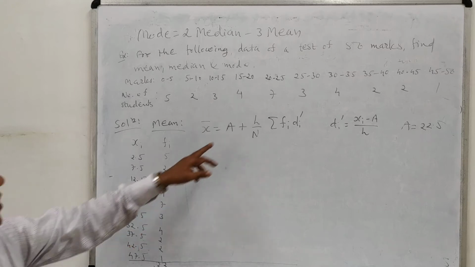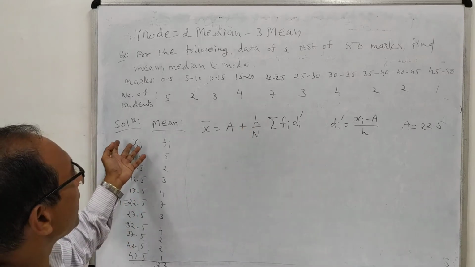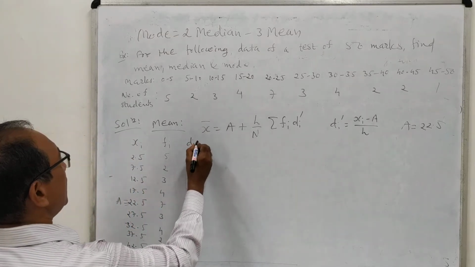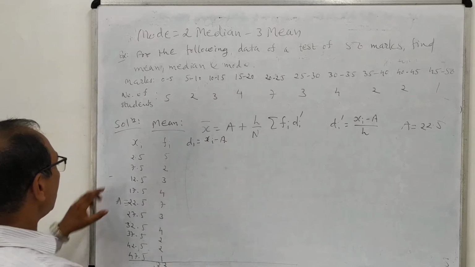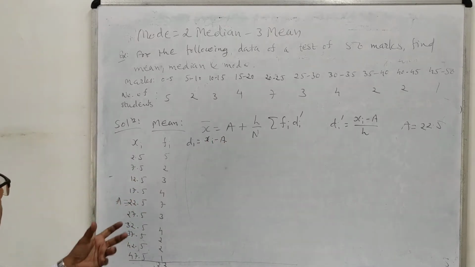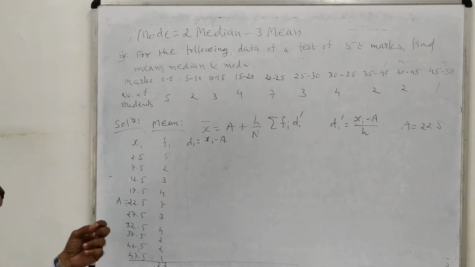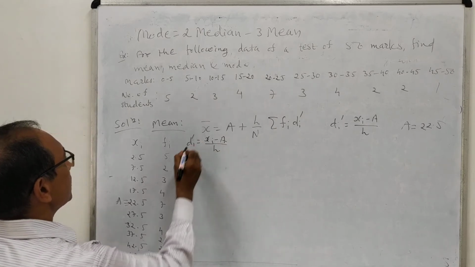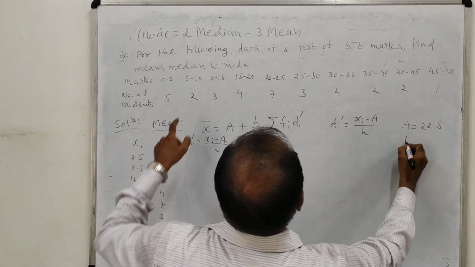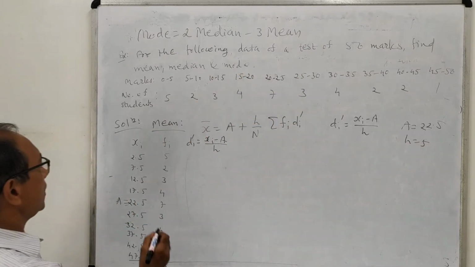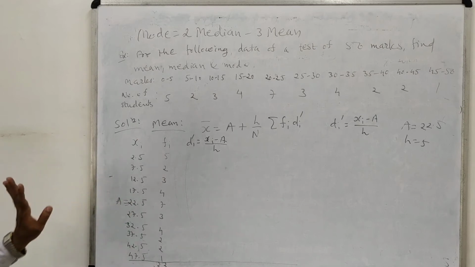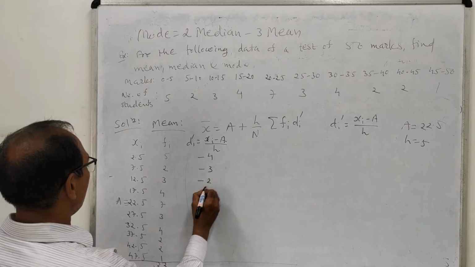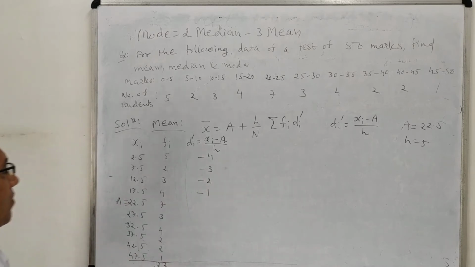If you don't use h, then you have to find fi into di, where di is simply xi minus A. But it will take long, lengthy numbers. Instead of this, I will make use of h, where h equals 5, the length of the interval. So 2.5 minus 22.5 is minus 20, and 20 by 5 means minus 4. Then it will be minus 3, minus 2, minus 1. So the numbers are becoming very small.